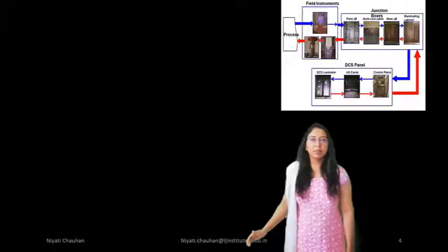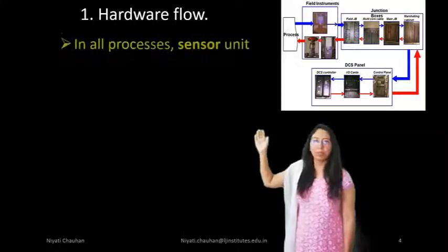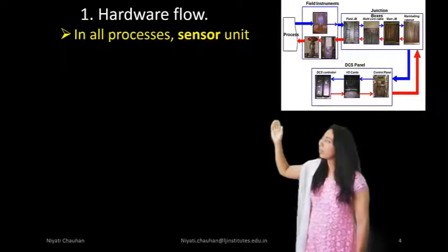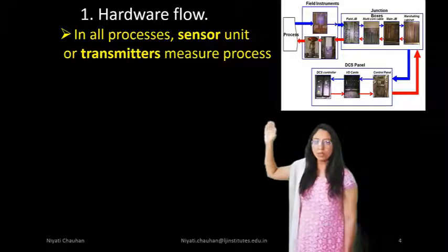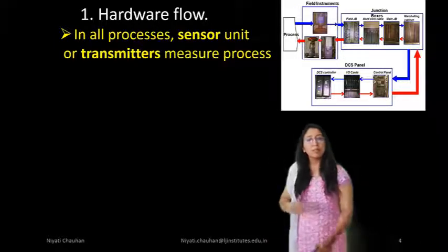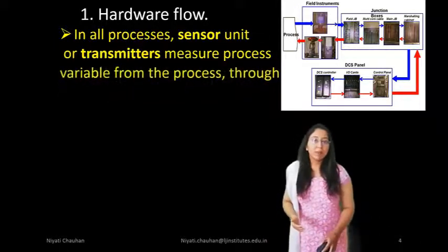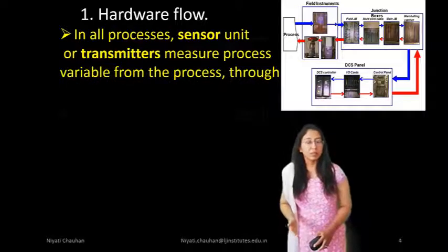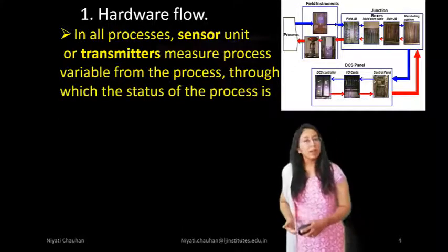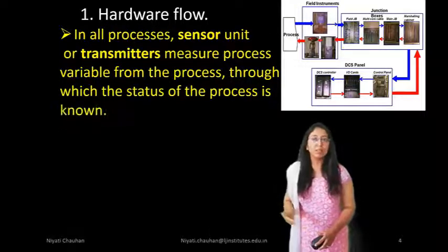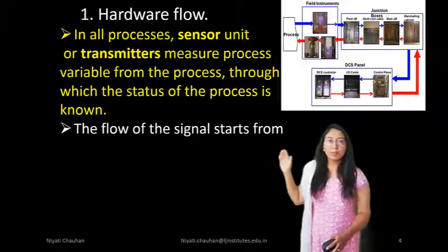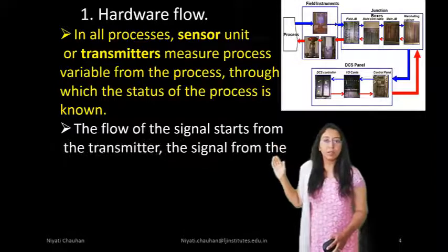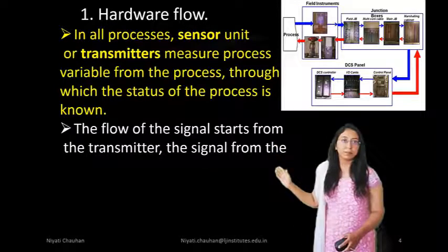Let's understand this topic in detail. In all processes, the sensor unit or transmitter measures the process variable from the process, through which the status of the process is known. The flow of the signal starts from the transmitter.